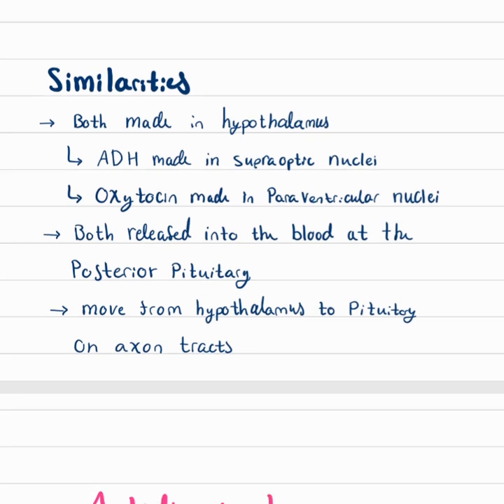So first, their similarities. They're both made in the hypothalamus, and ADH is made by the supraoptic nuclei, and oxytocin is made by the paraventricular nuclei. And then these hormones are made there, and they can be released through the axon tracts of the neurons, and down, and they will be released into the posterior pituitary. And that's where they're released into the blood.